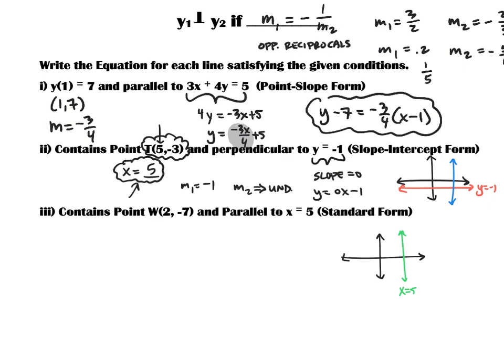So if I want another line that contains W, I want it also to be in that form. And therefore, x would have to equal 2. Notice W has an x value of 2. Therefore, notice these two lines will be parallel. That's the symbol for parallel. You might remember it from geometry. It's got to have an undefined slope.